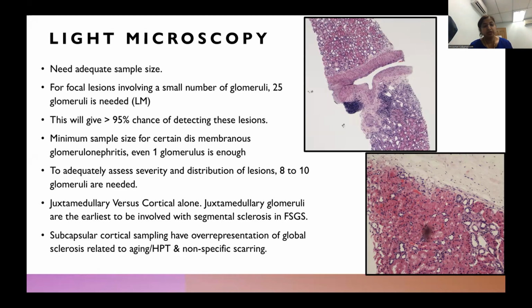Whatever you see there, you have to take it with a pinch of salt, because often that is where all the aging features or hypertension features or any non-specific scarring will often occur. So that is actually the subcapsular region around this area here. Okay, so try to avoid overdiagnosis, overspending your time assessing these kinds of areas.